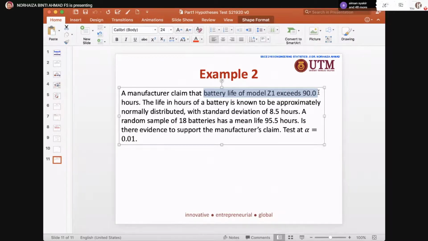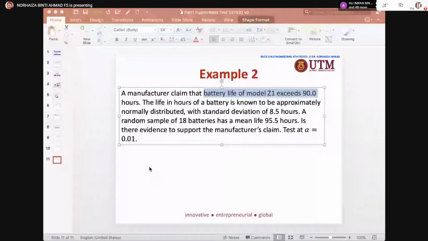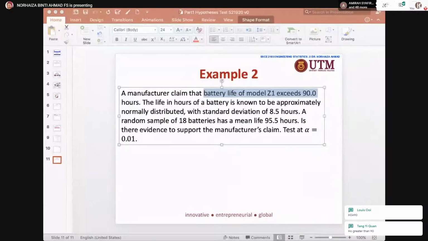How do I write that in an equation? Battery life exceeds 90 hours. How do I write my H naught and H1? Can you see what I'm putting up? What is it that's greater or less than? It is not complete. Remember, you need to have a parameter, you need to have a sign, and you need to have a value.